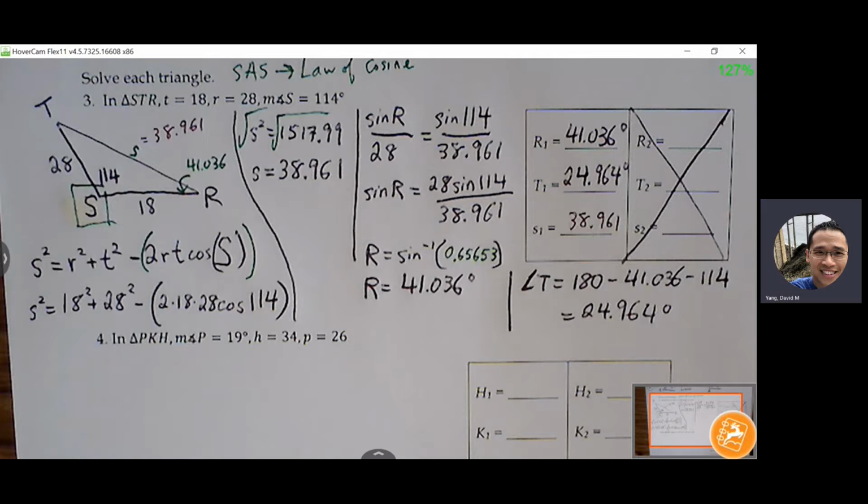When we put them up, we put the missing information that stems from our triangle. All right, we know that this is not a side-side angle.